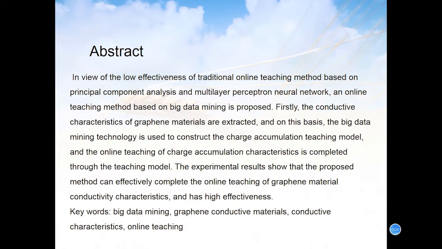and the online teaching of charge accumulation characteristics is completed through the teaching model. The experimental results show that the proposed method can effectively complete the online teaching of graphene materials conductivity characteristics and has high effectiveness. Keywords: big data mining, graphene conductive materials, conductive characteristics, online teaching.